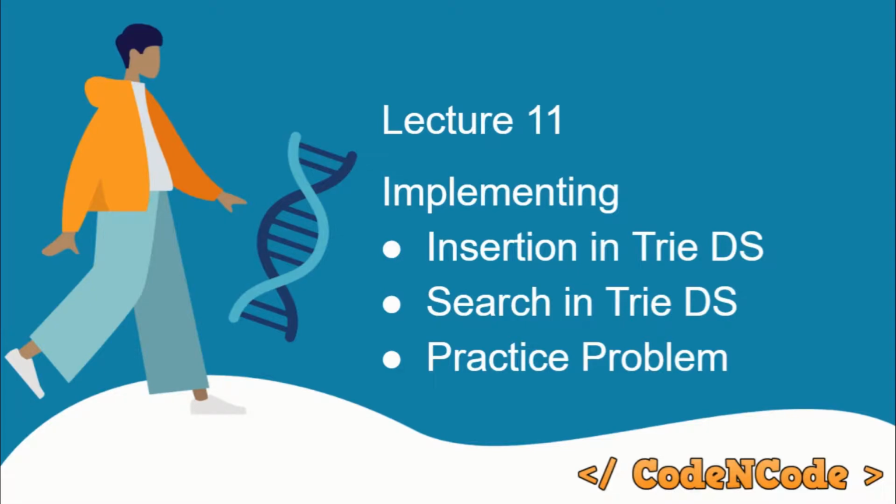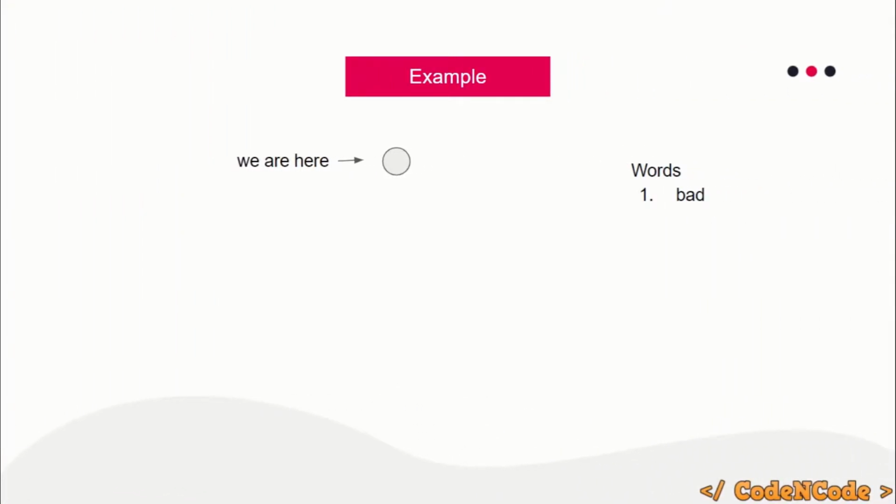In this lecture we are going to specifically study the implementation of insertion and search in the Trie data structure. This is the follow-up lecture from the 10th lecture of the same string algorithm series. So if you haven't watched that lecture, go ahead and do that first. In this lecture primarily we'll be learning the implementation of insertion and search in Trie data structure, and at the end of the video I'll also be providing you a practice problem where you can practice the newly learned Trie data structure.